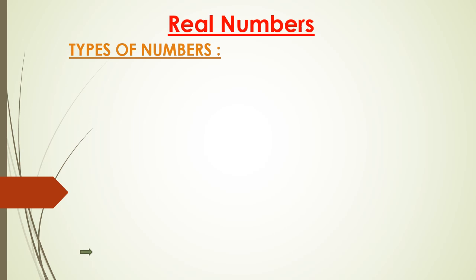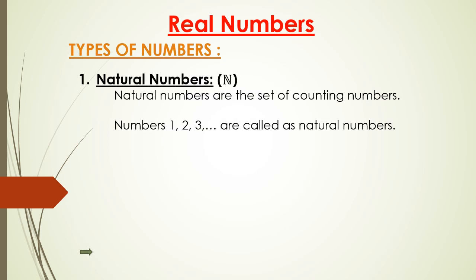the lower classes. First of all, we have studied natural numbers. The set of natural numbers is denoted by capital N. The natural numbers were initially used for the counting purpose. Numbers 1, 2, 3 and so on are called as natural numbers.